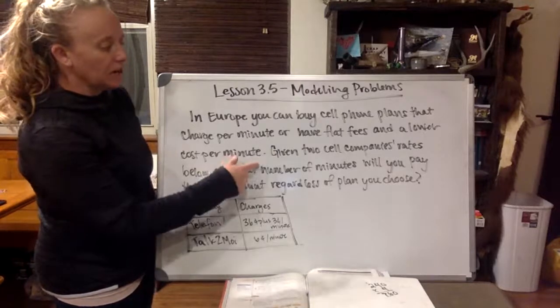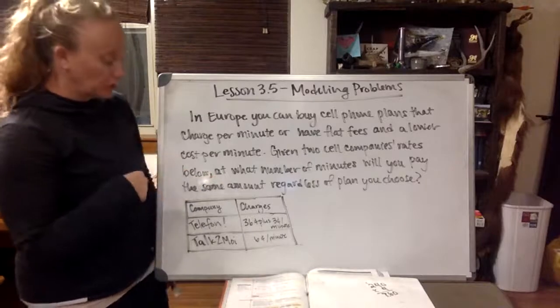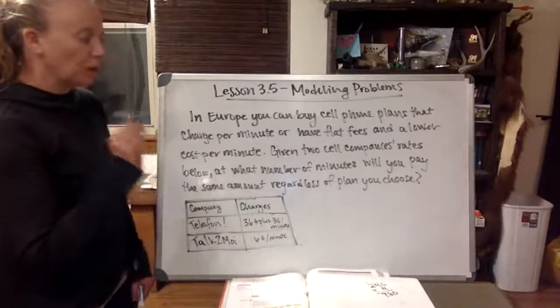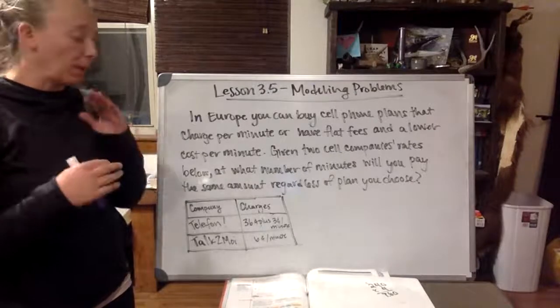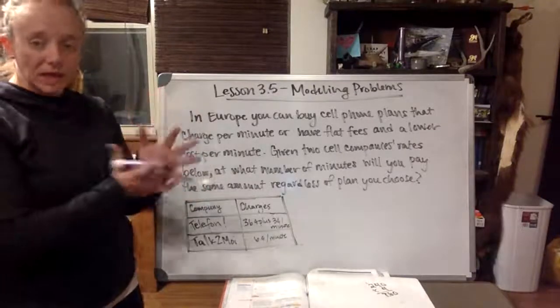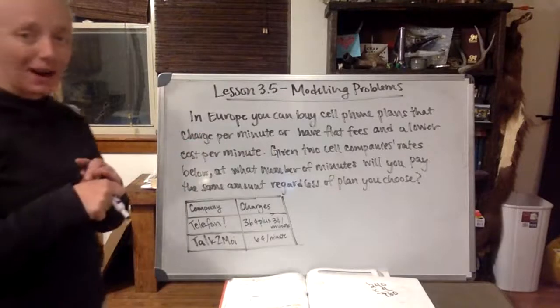Given two cell phone companies' rates below, at what number of minutes will you pay the same amount regardless of which plan you choose? In other words, is there a point where both of these plans, with the same number of minutes, would be equal to each other? Okay, so we need to figure out how to model this.